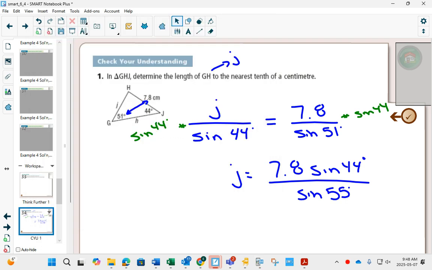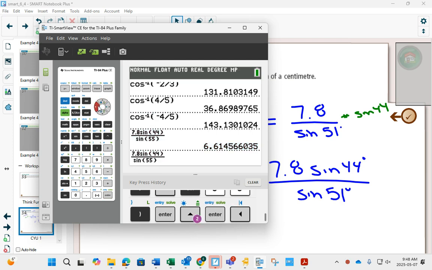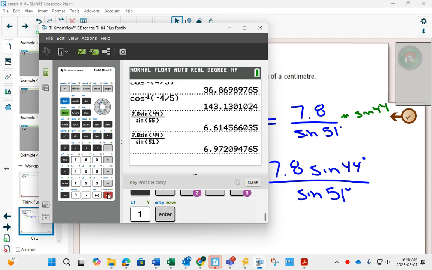6.615. Yes. Did I just, oh, geez. How did that happen? Thank you for noticing. I think I saw 44 and got so excited the numbers were the same, I wrote 55. So let's retype that into our calculator. Luckily, the calculator lets me just highlight that, so I can just write it again quickly. 6.972.